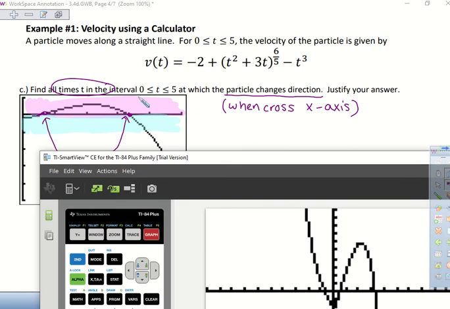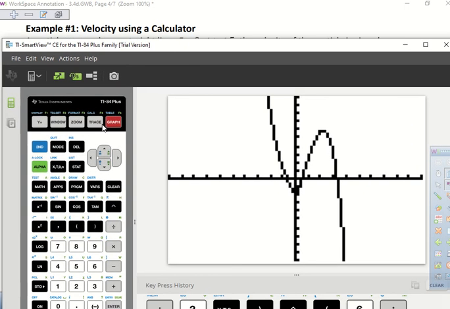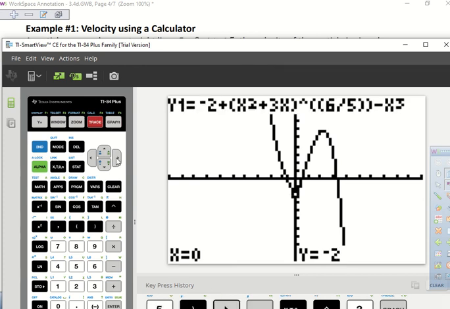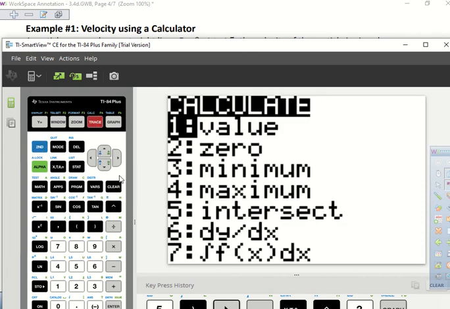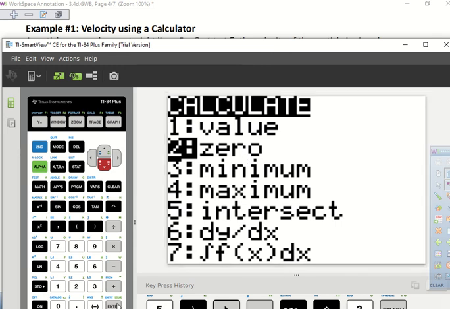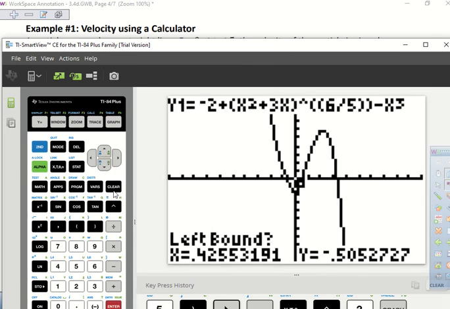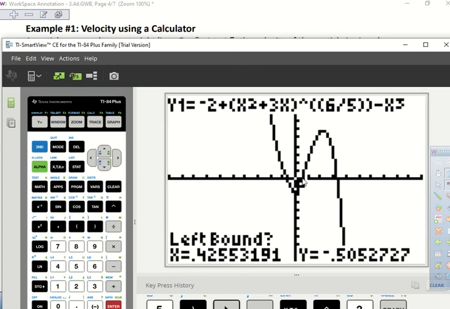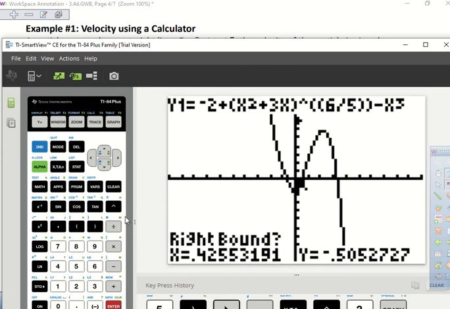Alright, so we're back to the graph, and then we want to find all the times on the interval where the particle changes direction. So to do that, we would just hit the trace button, and we would just find where we cross the x-axis. So that's one way to do it. Another way to do it, if you want to get more technical, if you hit the second trace button, you see how you can actually get a zero right here? If you hit zero and you hit enter, it'll ask you for a left bound and a right bound. It's kind of a pain. You have to pick a point below it and above it. You hit enter, and then you go to the other side of it and you hit enter.